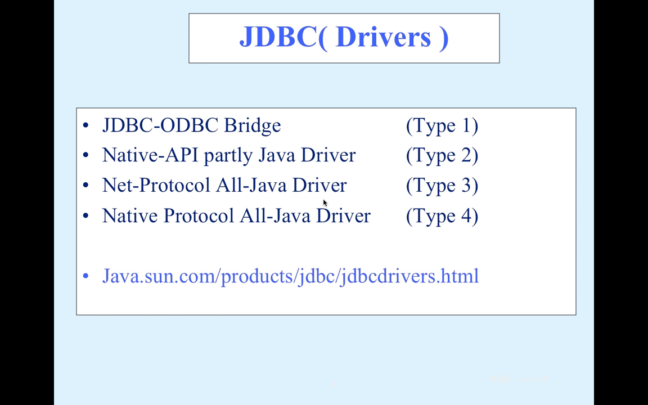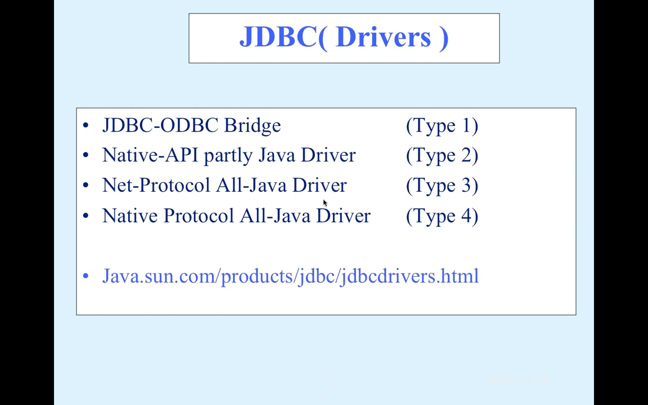Then they came up with something called native API. That means it is platform dependent. Java actually is platform independent, but this one became platform dependent, and that's why we did not go much with this. And net protocol, where you have a network server in between. Whatever you have written in Java, the network server is going to transform that, and that's where you're actually executing it. So it became cumbersome again to manage.